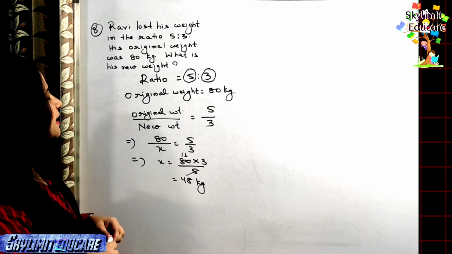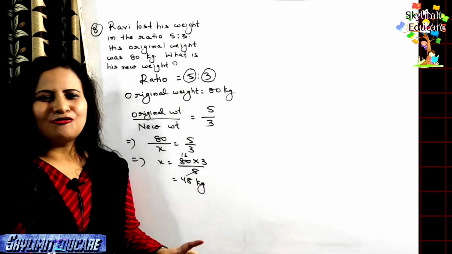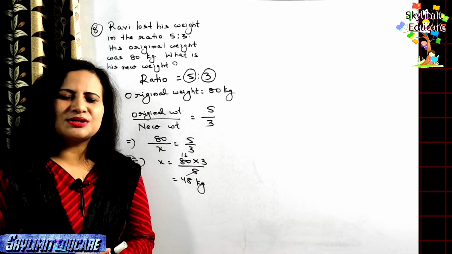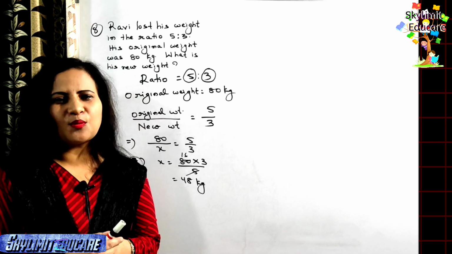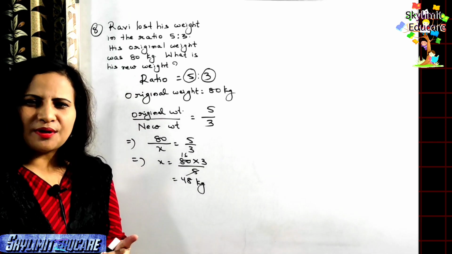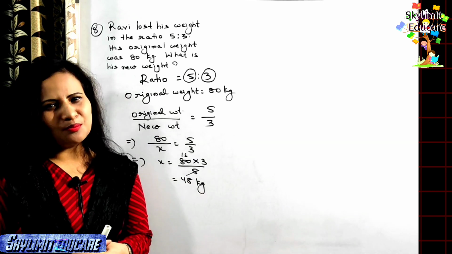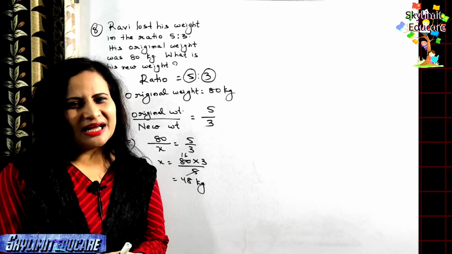That's after losing weight, now instead of weighing 80 kilogram, Ravi weighs 48 kilogram. So I hope, students, with this your idea about solving the word problems based on ratio and proportion must be quite clear. Please go through the video carefully, follow each and every step carefully, and in the next video we'll be discussing some more word problems based on proportion. Okay? So till then, take care and study well.